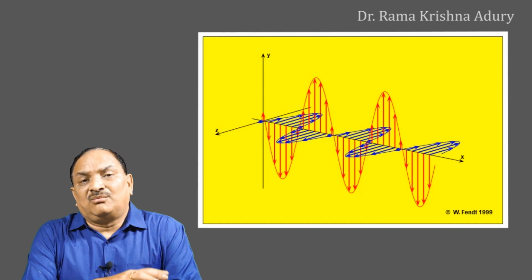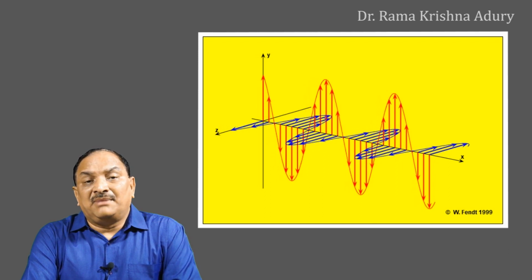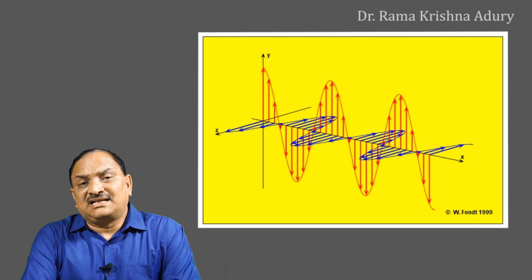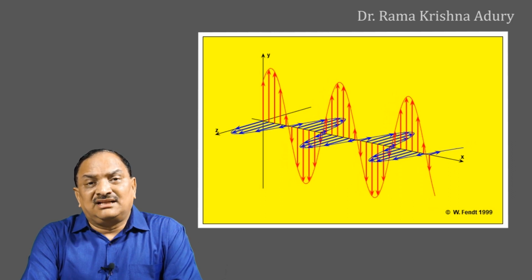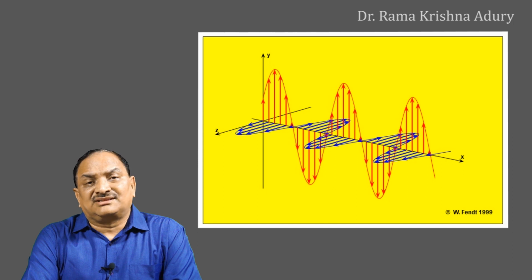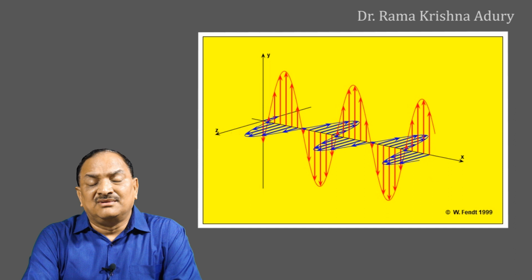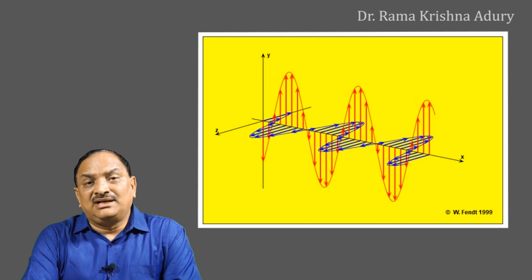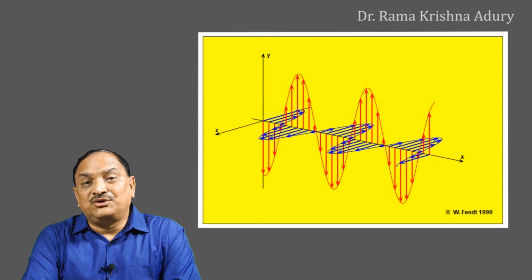Light travels in the form of electromagnetic wave. We all are familiar with mechanical waves and electromagnetic radiation, the difference between these two. Sound travels in the form of mechanical waves because sound needs a medium. Unless you have some material medium, sound cannot travel. Sound needs a material medium and cannot travel through vacuum.